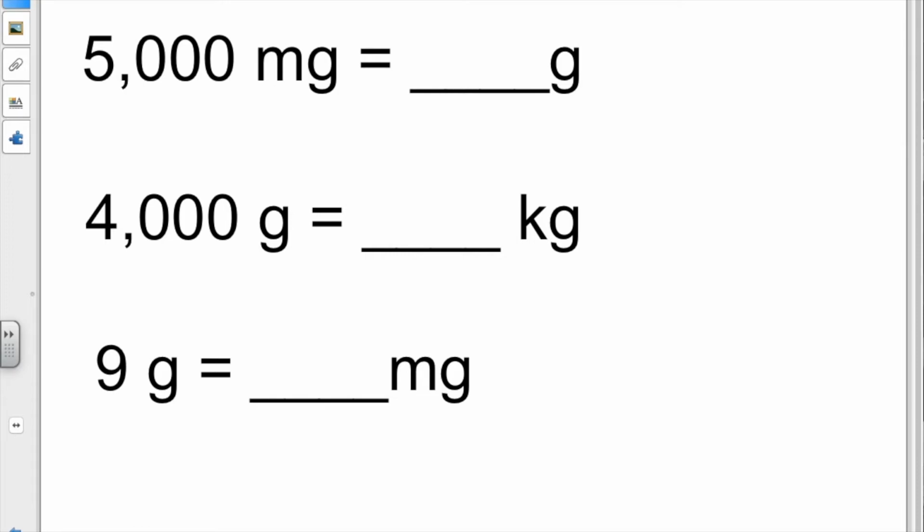So, in the first problem, we have 5,000 milligrams to grams. Let's think about that big to small, small to big stuff that we use in order to figure out if we're multiplying or dividing. So a milligram is really, really small, going to a gram, which isn't that big, but it's bigger than a milligram. So we're going from small to big. And when we go from small to big, we need to divide.